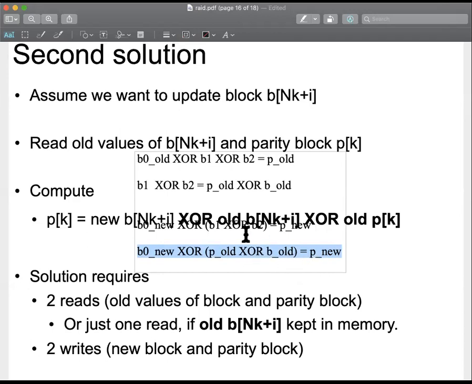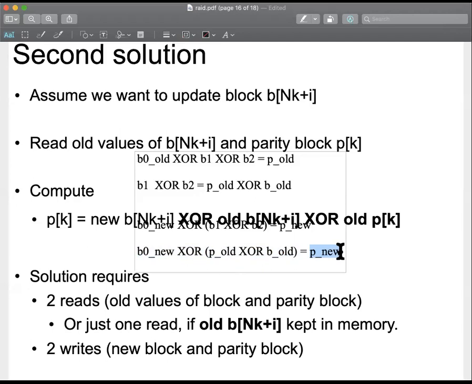It does not go and try to access the disks for B1 and B2, right? So we have the new value of B0, we have the old value of parity, we have the old value of the data block, and we just XOR them together, and then we can get the new parity, right? So with data from just two disks, we can recompute the new parity, which is pretty cool, okay?